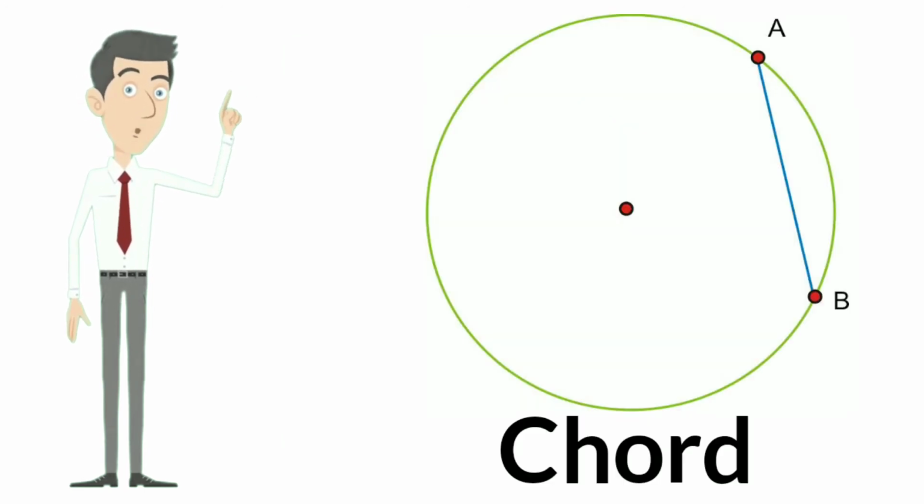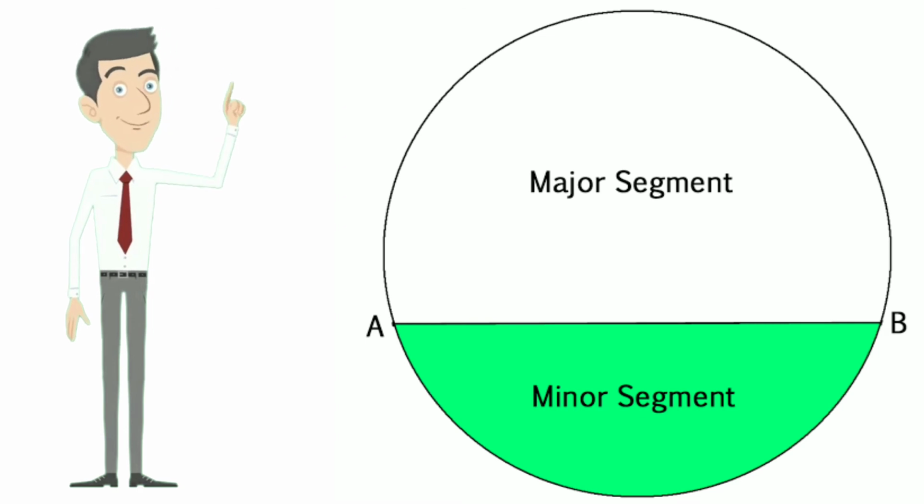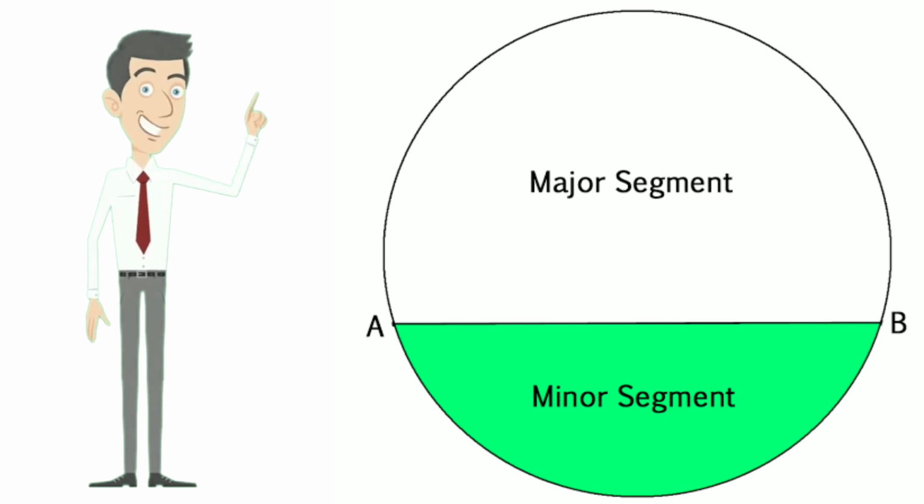Chord. A line segment joining two points on a curve is called chord. Sector. The portion of a disk enclosed by two radii and an arc is called sector. Segment. The segment of a circle is the region bounded by a chord and the arc subtended by the chord.